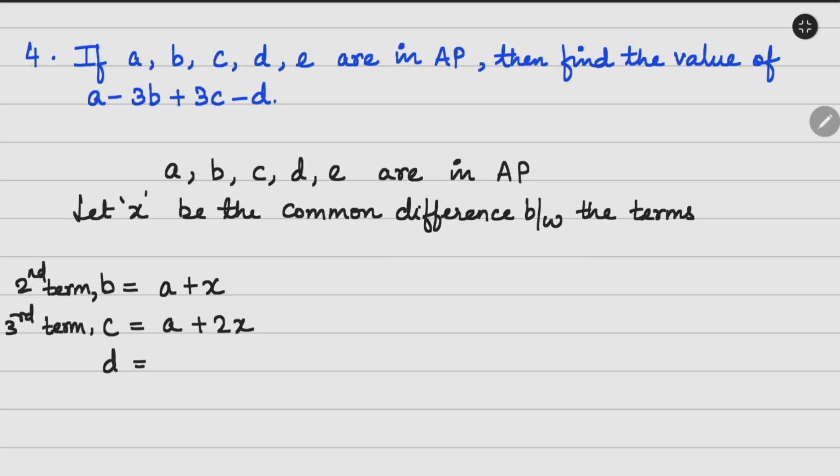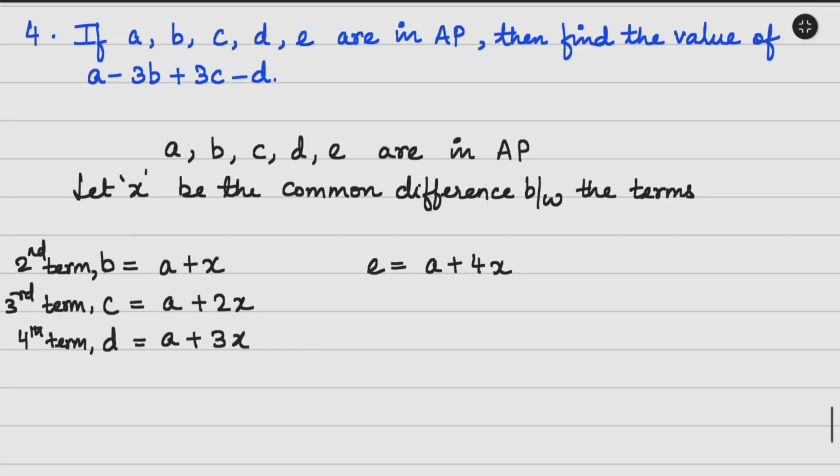Right? And D, this is your fourth term. What is the fourth term A4 equal to? It is A plus 3D. So A plus 3x. And what is E equal to? E will be equal to, it's the fifth term, so A plus 4x. Right? So this is just using the same thing like the way we were doing for the nth term, A plus n minus 1 into D. In place of D, we are using x here.